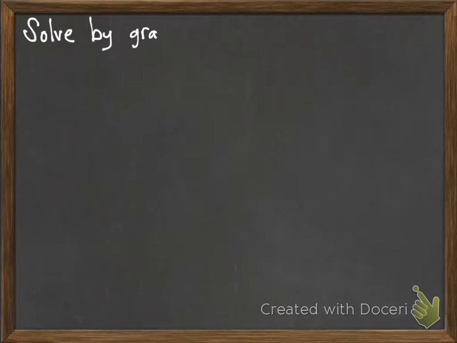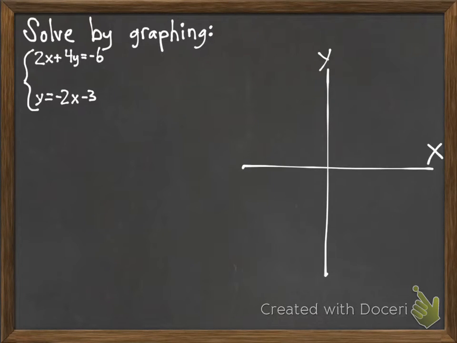For this next example, we're going to follow the same instructions. We're going to graph both equations on our graph, see where they cross, and find our solution. Since we don't have slope-intercept form on that top equation, 2x plus 4y equals negative 6, we have to solve for y first so we can find our slope and our y-intercept.